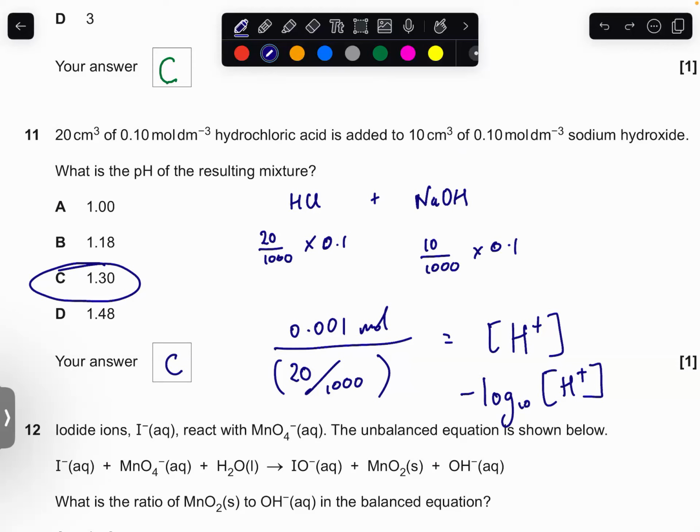Been trying to do the calculations in my head. So you see, when these react together, you're going to be left with only 0.02 times 0.1 gives you that. Let's divide that by 2. Yeah, that will give you this, divided by the total volume. Total volume: 20 and 10 added together will give you 30 centimeters cubed. That's the mistake we made.